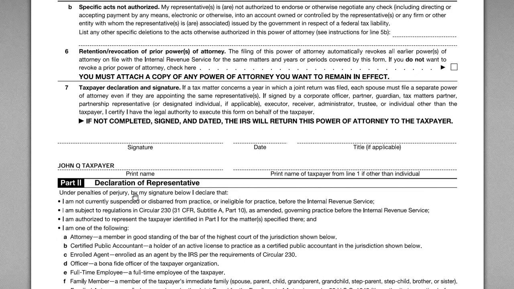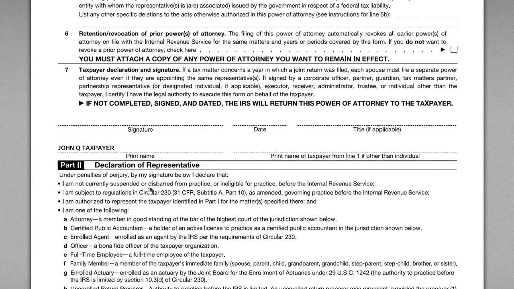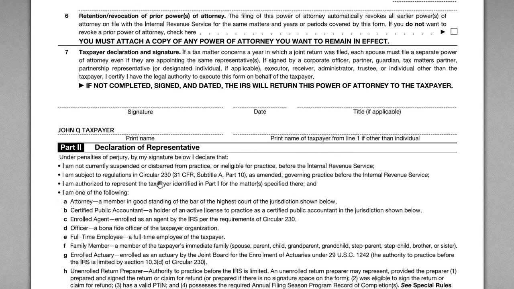Now in part 7 here, this is where we get the signatures for the taxpayer. So if it's an individual taxpayer, you're going to print the taxpayer's name there, sign it, and date it. If this is a POA that's filed for a company, then the company is going to have to enter their information as well. So print the name of the taxpayer from line 1 if other than an individual, so that would be the entity's name. And you would still have an individual's name that's going to sign this, right?